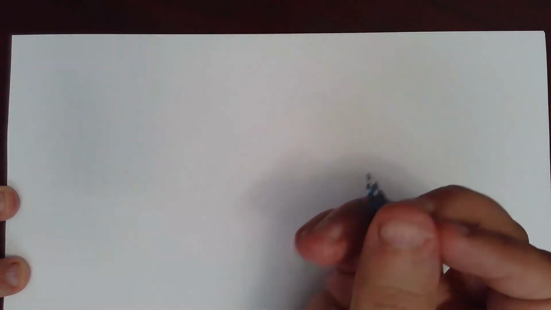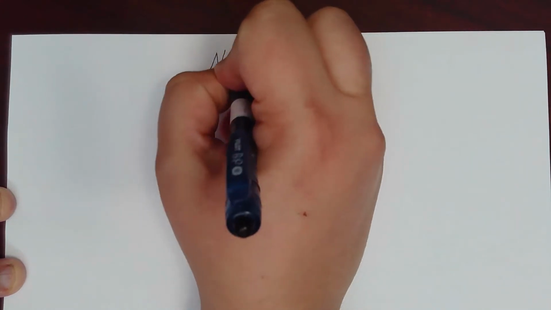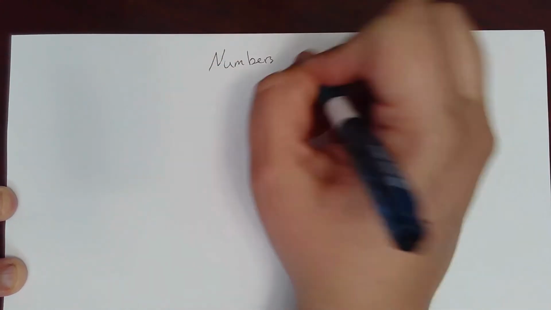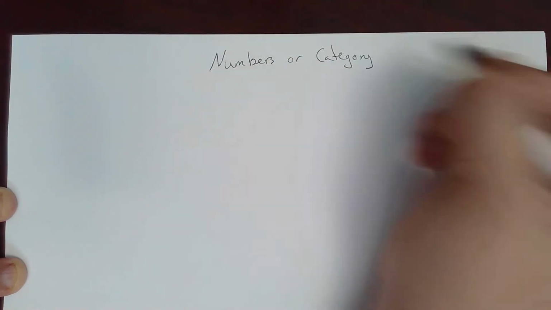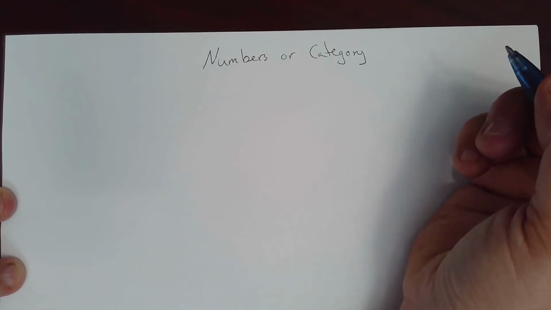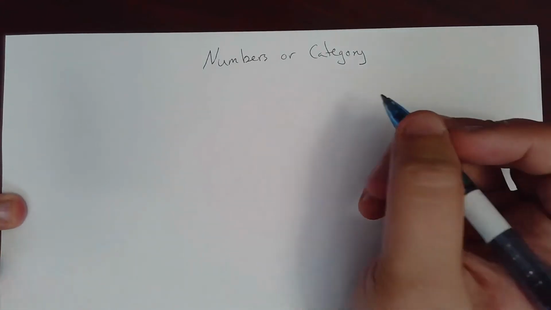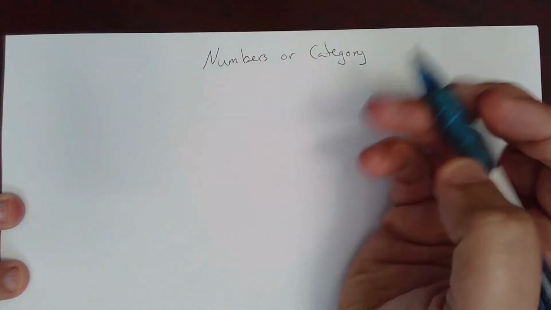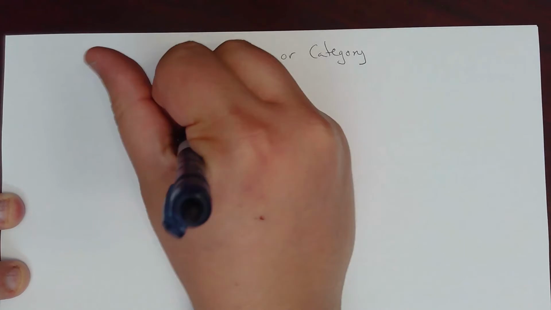Okay, so let's look at this flowchart. It's super simple. We're going to start with this first question up here. We want to identify, is it a number or is it a category? Remember, categories are anything that's not numerical, right? So these could be phrases, words, descriptions, pictures, etc. Anything that's not numbers. If it's a category, we're going to take it this way.